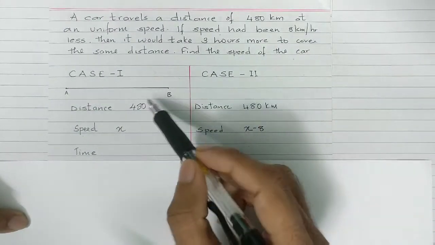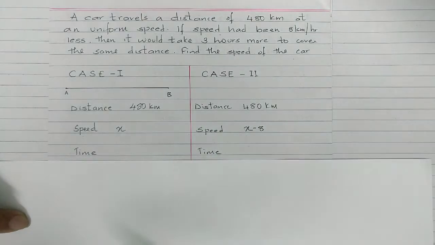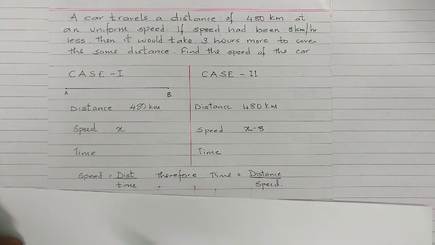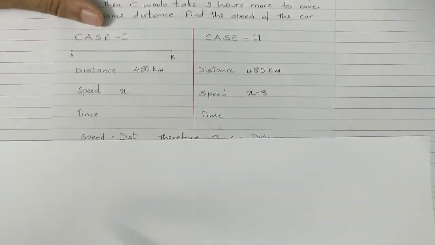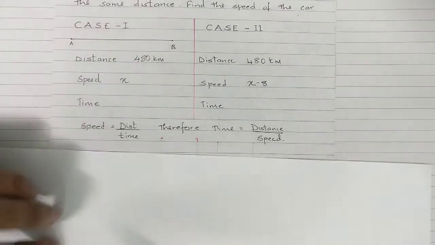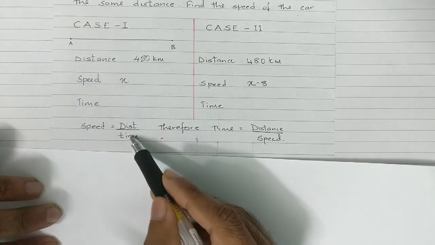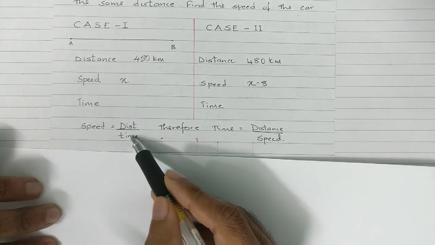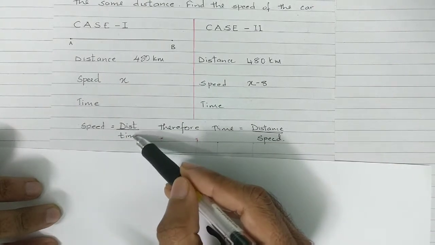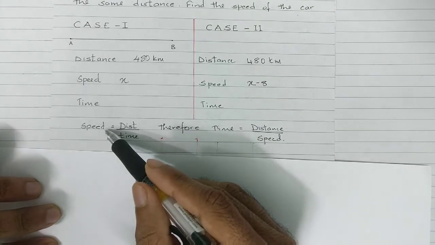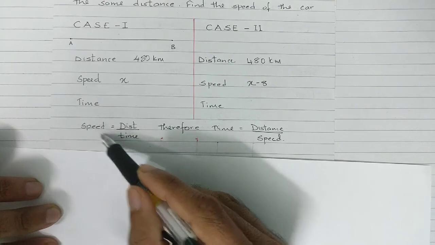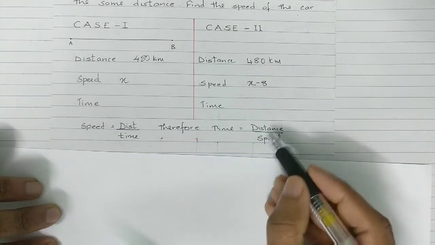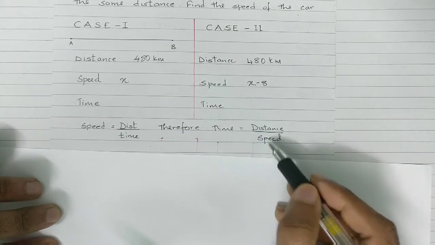But in this situation, probably you must have studied in science that speed is given by distance upon time. That means if I have distance and time, I can calculate speed. So all I have done is bring time on this side and speed over here. So time is equal to distance upon speed.